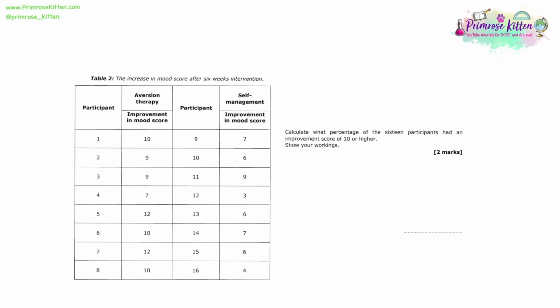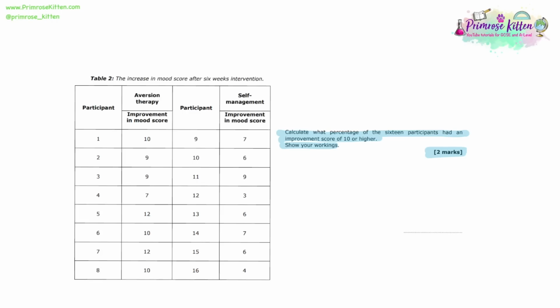Calculate what percentage of the 16 participants had an improvement score of 10 or higher. Show your workings. There are 2 marks available for the question. For this question, both marks will be awarded if the correct answer is given. 1 mark will be awarded if workings are shown that are correct, but an incorrect answer is then given.